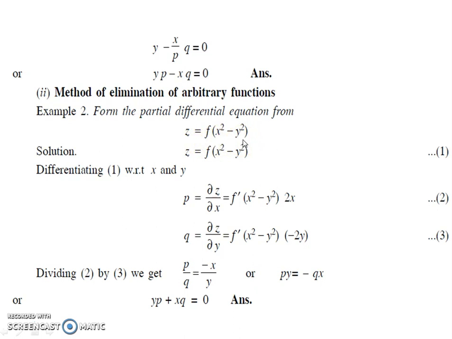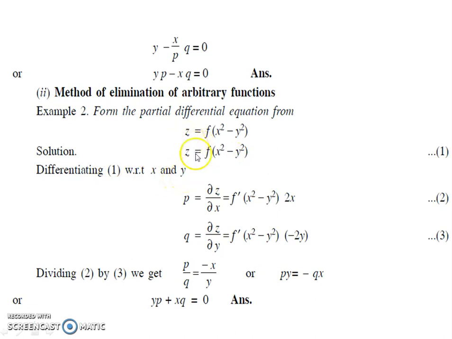So in this type of formation of partial differential equation, you have to eliminate this function f, and finally you will get an expression in terms of x, y, z, and the partial derivatives curly z by curly x, curly z by curly y. So here in this case, how we can eliminate this function f is as follows: differentiating equation 1 with respect to x and y partially.